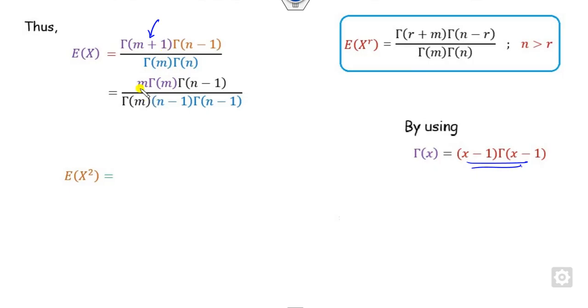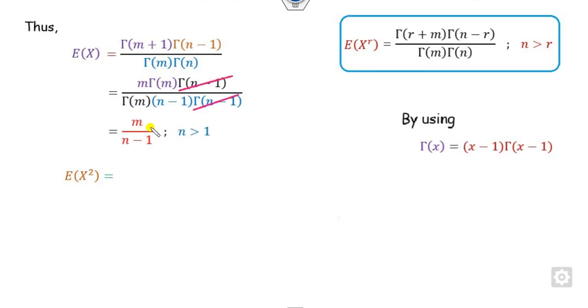m plus 1 is nothing but m times gamma function of m, and how can you open this n? It is gamma function of n minus 1 and so on. So this will be cancelled out. So what is the remaining? m upon n minus 1 is there. So that is, n is greater than 1, otherwise it will be negative.